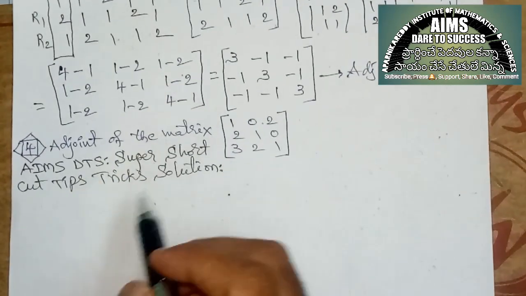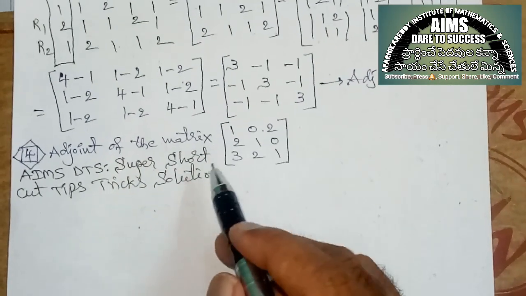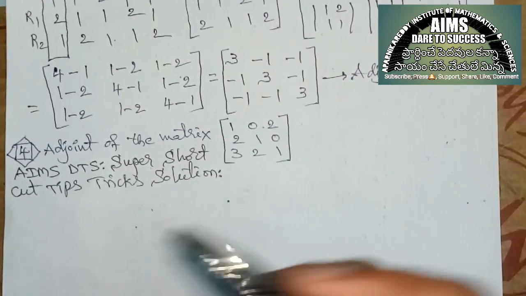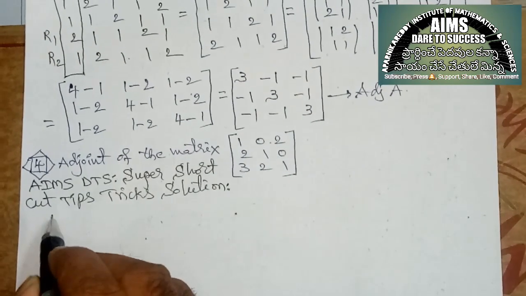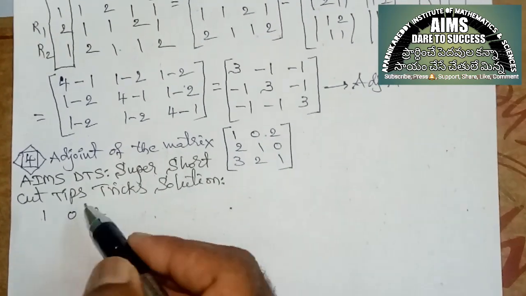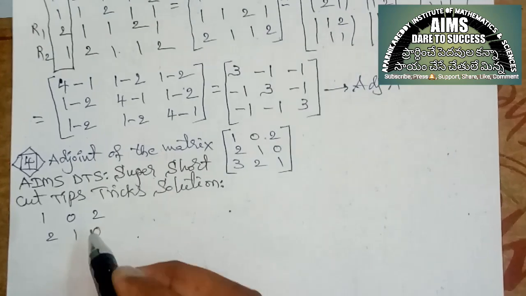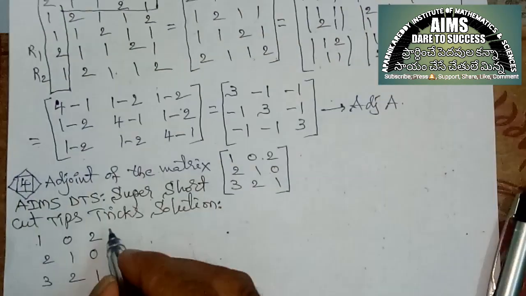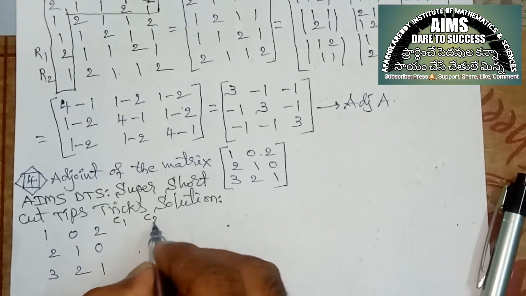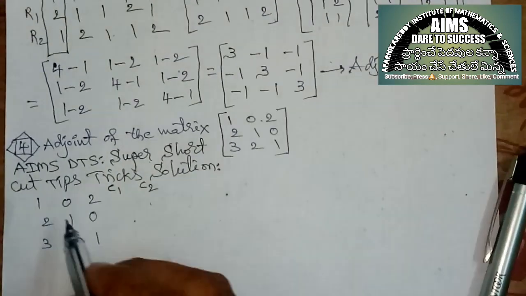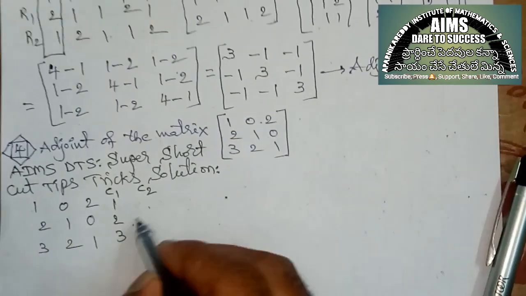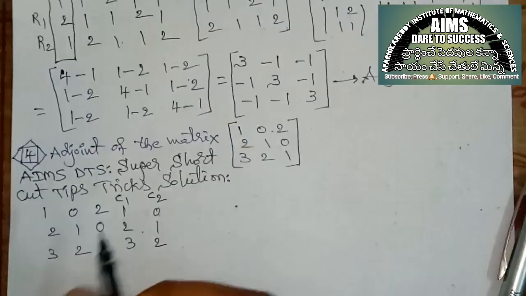Next question, similar model, adjoint of the matrix 1 0 2 2 1 0 3 2 1. So same matrix you can write here, my dear friends. 1 0 2 2 1 0 3 2 1. After writing that, again you can write column 1 column 2 as it is. Column 1 is 1 2 3. Column 2 is 0 1 2.